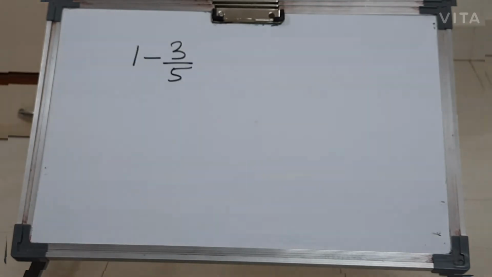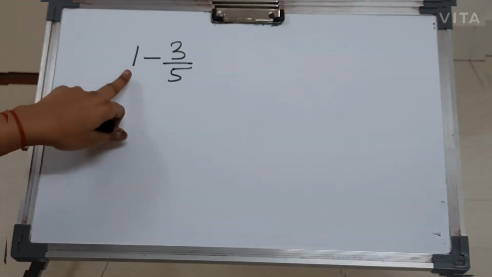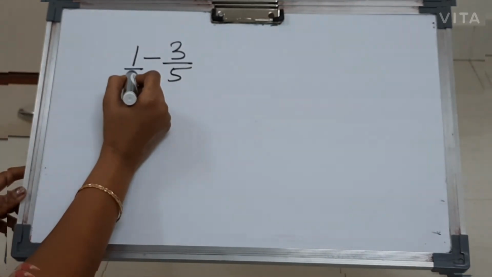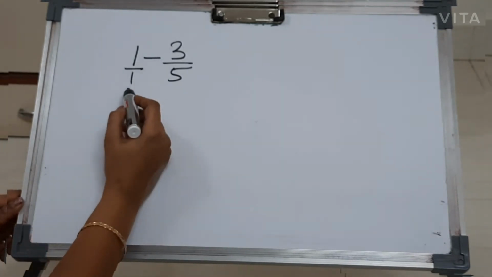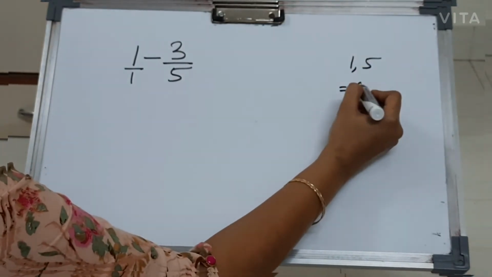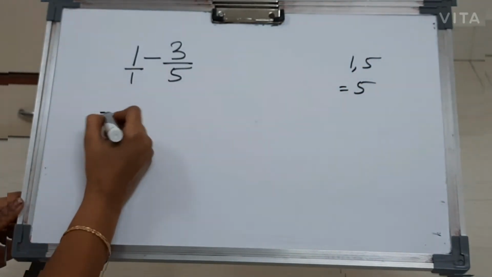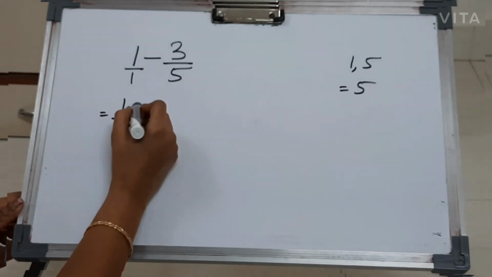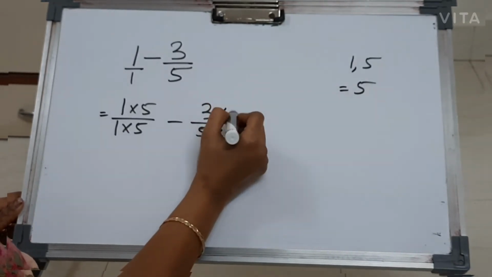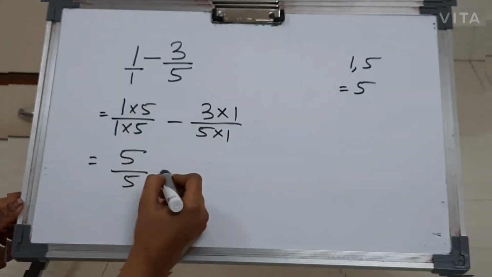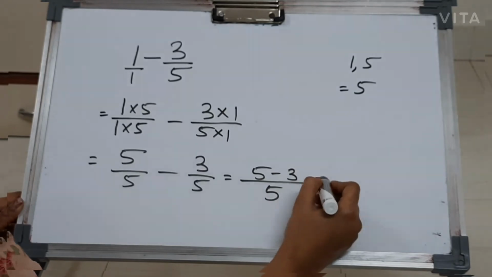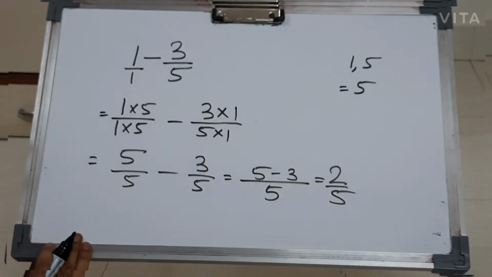Coming towards the next question. Now suppose we have to subtract a fraction from 1. So here nothing is there, that means here is also 1. Now we will make the denominators the same again. How? By taking the LCM. LCM of 1 and 5 is what? 5. Now we will make the denominators the same. 1 into 5 is 5, minus 3 by 5 into 1 is 5. So 5 by 5 minus 3 by 5. That is what? Denominator is the same. 5 minus 3, 2 by 5.